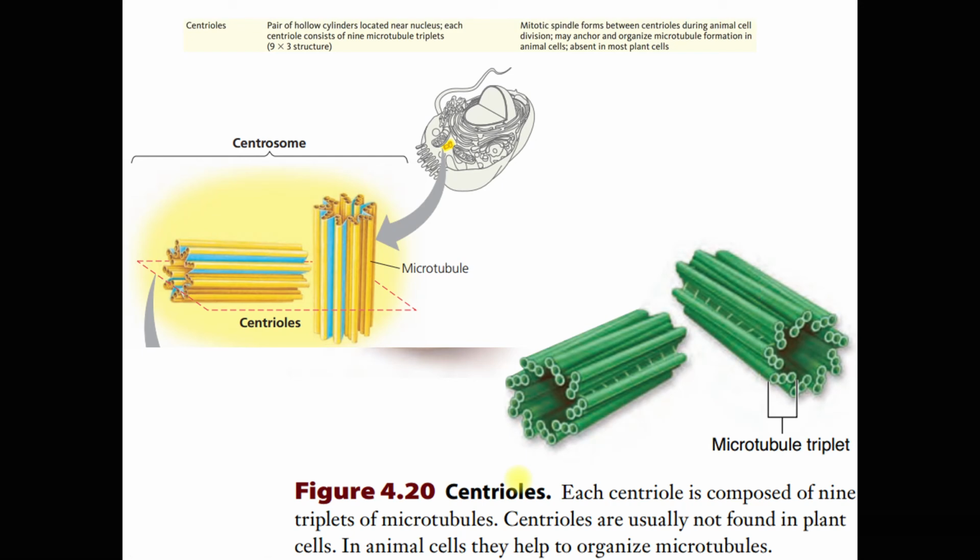Next we have the centrioles. A centriole is a pair of hollow cylinders. You can see the centrioles here. The pair of hollow cylinders is located near the nucleus. Each centriole consists of 9 microtubule triplets. Can you see here? There are 9 triplets of microtubules: 1, 2, 3, 4, 5, 6, 7, 8, 9. When we discuss the centriole's structure, it has a 9 times 3 structure.